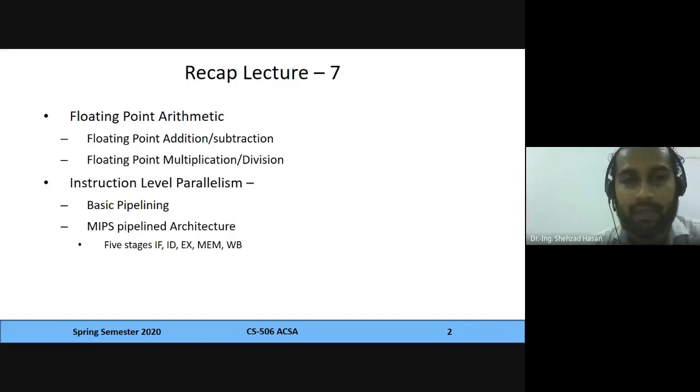And then the third stage is the execution stage. In the execution stage, we actually perform that operation. For example, if it's an add instruction, we are going to add. If it's a load instruction, we are going to calculate the address. Calculate the address means that 100 plus the contents of R2 would be added, and that would become the address of data.